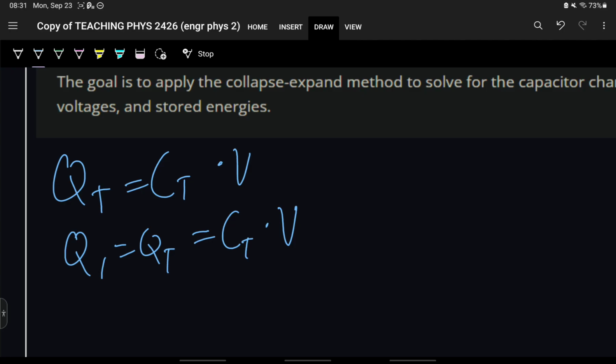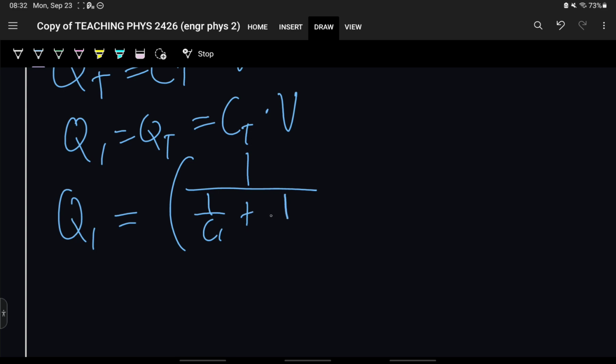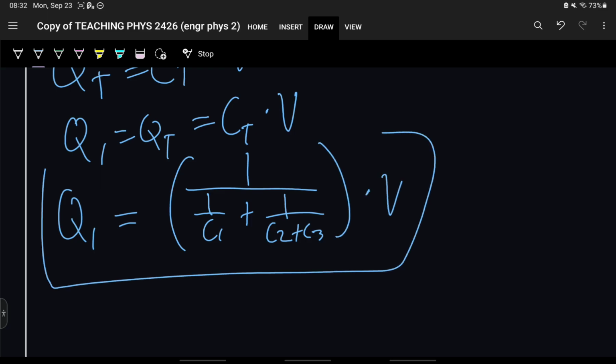And then we can go ahead and rewrite that into a way the computer will like it. And then I had Q1 equals, in parentheses, 1 divided by 1 over C1 plus 1 over C2 plus C3, and then that is all multiplied by V. So that's what I got for Q1.